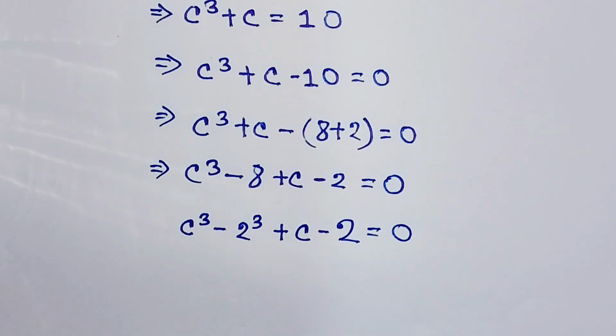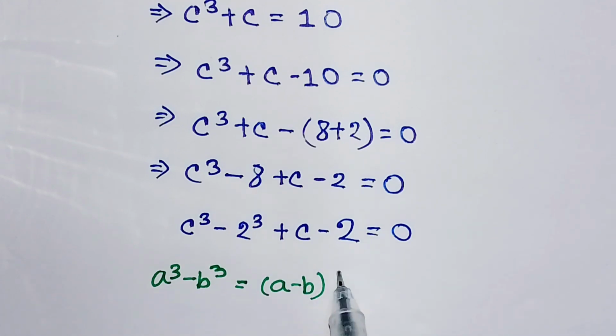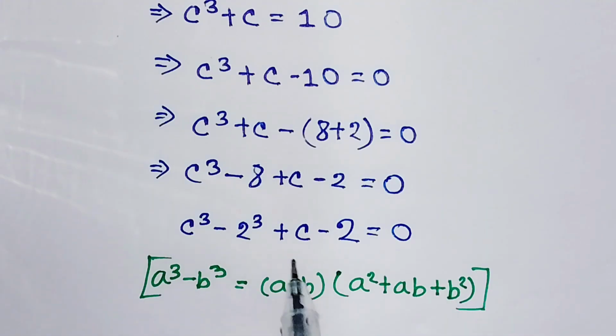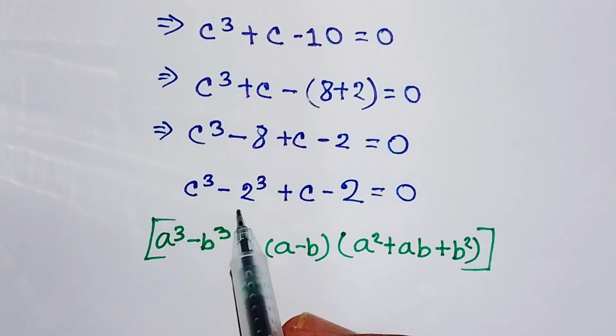The formula is a cubed minus b cubed equals a minus b times a squared plus ab plus b squared. This is the formula we are trying to use in here.